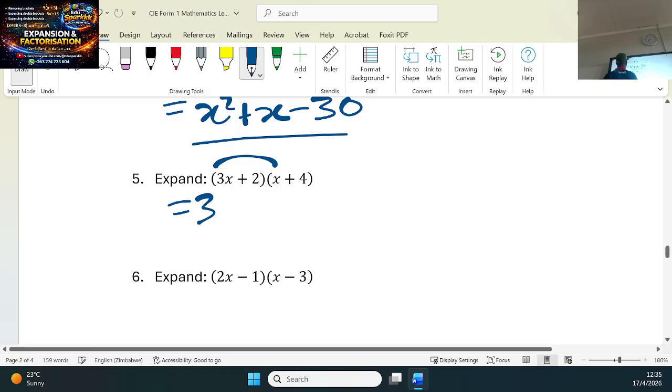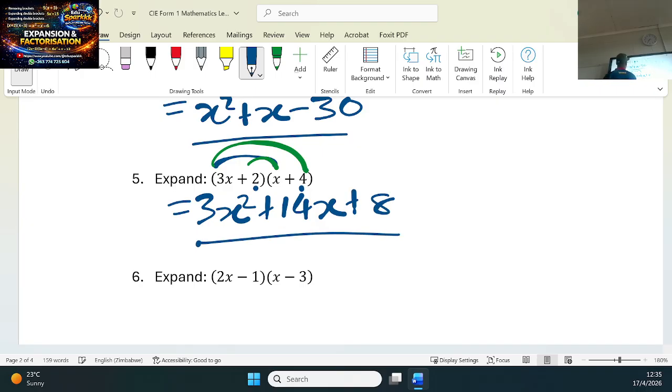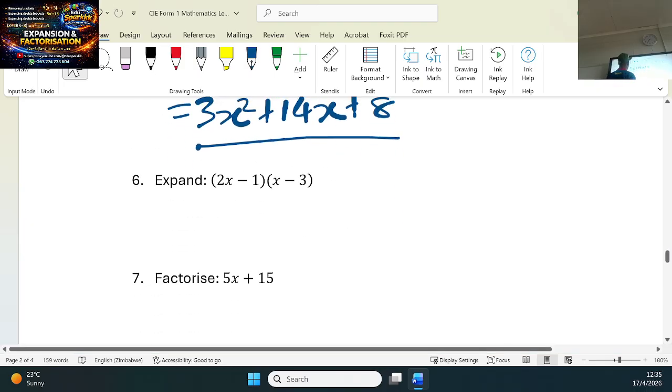Still moving, we'll do the same process. 3x times x gives us 3x squared. Then we want 2 and x, that's 2x. Then also 3x and 4, that's 12x. So 2x and 12x simplifies to 14x. Then finally 2 times 4 gives us 8. That's our solution.